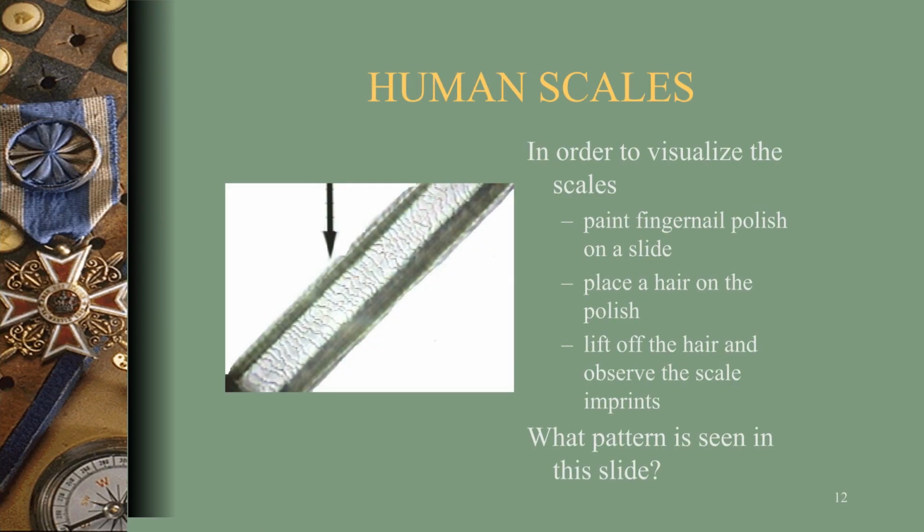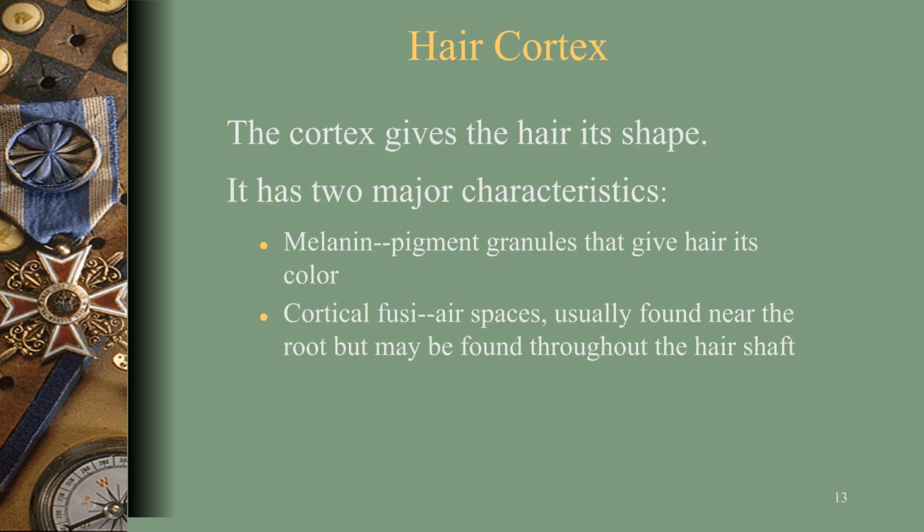To visualize human hair scales, a forensic scientist can apply fingernail polish to a slide, press a hair into it, and then lift the hair to observe the scale impressions left behind. Moving to the hair cortex, it gives hair its shape and is characterized by melanin, which provides color, and cortical fusae, which are air spaces often found near the root.